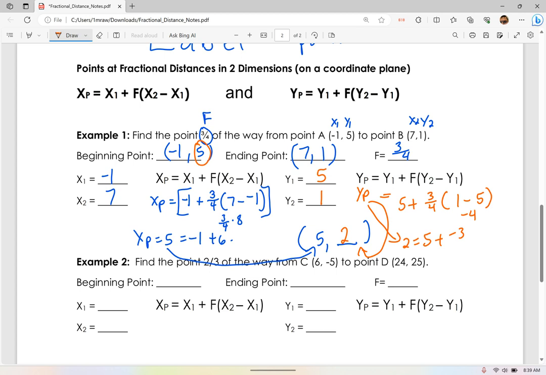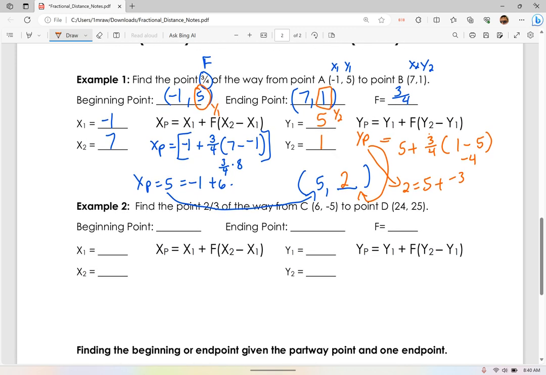I think that's right. Yes. Did I use those points correctly? X1, or sorry, Y1, Y2. Let's see, make sure I did this right. Y1 is 5 plus 3/4 times Y2, which is 1, minus Y1, which is 5. Y2, yes, minus 1. That's negative 4. Negative 4 times 3 is negative 12. Negative 12 divided by 4 is negative 3. 5 plus negative 3 is 2. That is correct. All right. Cool, I think we did it right.